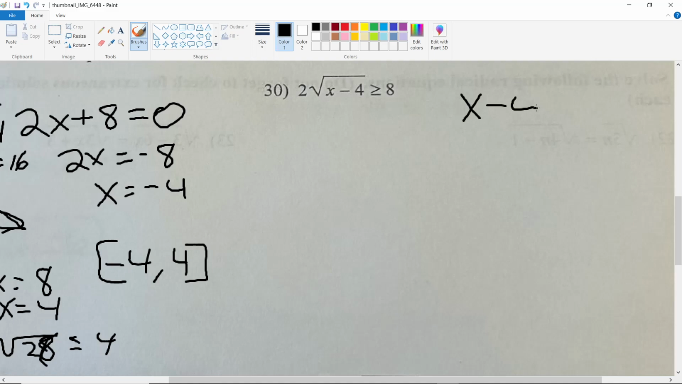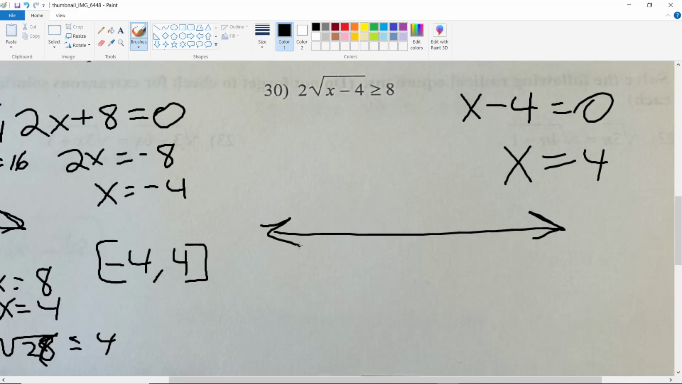X minus 4 equals 0. X equals 4. Here's my number line. I'm going to put 4 on the number line. Let me check to the left and right of 4. I'll check to the left. I'll put 0. 0 minus 4 is negative. To the left of 4 is excluded. To the right of 4, 10 minus 4 is 6. That's a positive number. I can take a square root of a positive number. That works. So I'm going to change this into an equation.